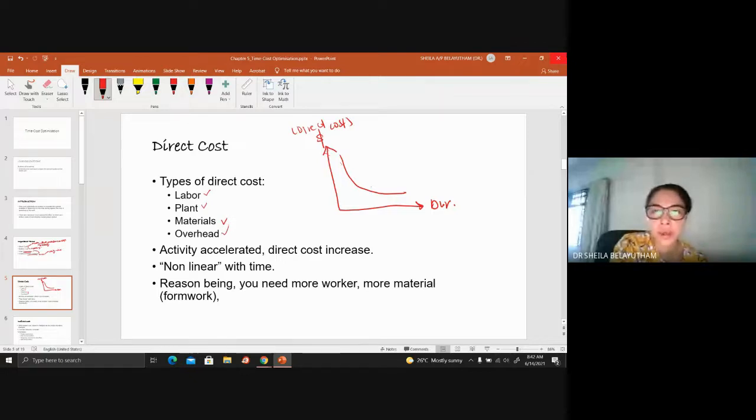So anyhow, whenever you have this direct cost, it is non-linear with your time. The reason is you need more workers, more materials, and so on. So when you're trying to finish up your work fast, your direct cost will increase, because this is basically a short-term approach usually. Whenever you come across any delay, usually we will work overtime, we will pump in a lot of labors to ensure that we get back on time. So that acceleration would increase your direct costs.